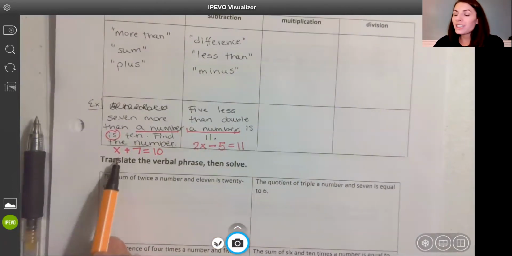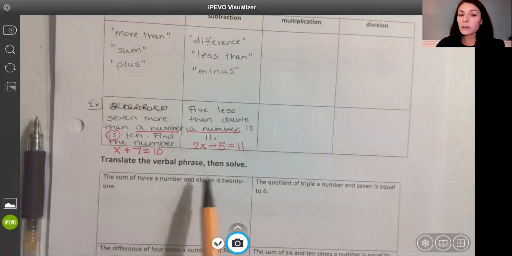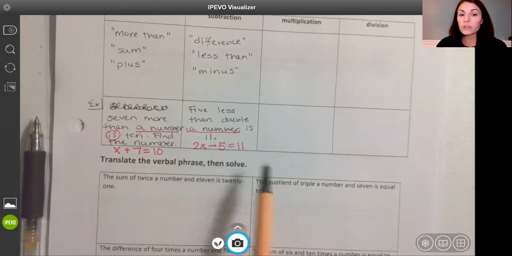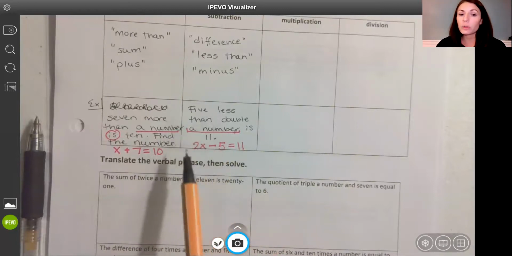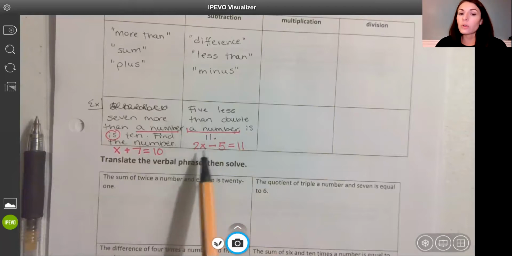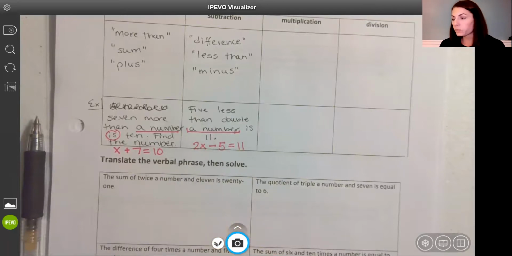So whereas on my addition, it wouldn't really matter if I wrote it 7 plus x or x plus 7. It would still be fine either way with that addition piece. But with subtraction, it would be very different and I would get a different answer if instead I wrote 5 subtract 2x. So we have to really be careful when we're reading that sentence how it translates. So 5 less than double a number, the subtraction piece comes second.